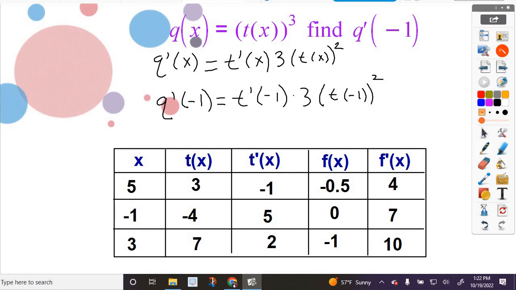So I'm using my table at this point. So what is t prime of negative 1? 5. Nice that they tell us. It is. But you would not be able to do it if they did not give you the values that you needed. So that's why they give you them. Okay? And then t of negative 1 is what? Negative 4. So I have negative 4 squared. Okay? So we get 5 times 3 gives us 15 times 16.